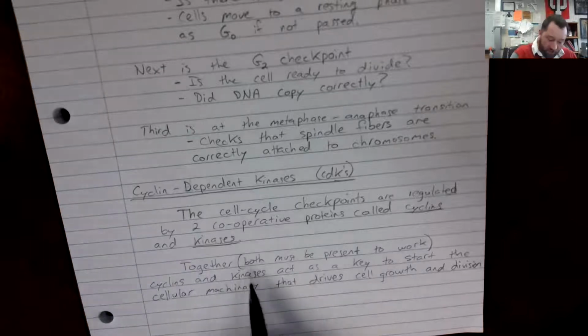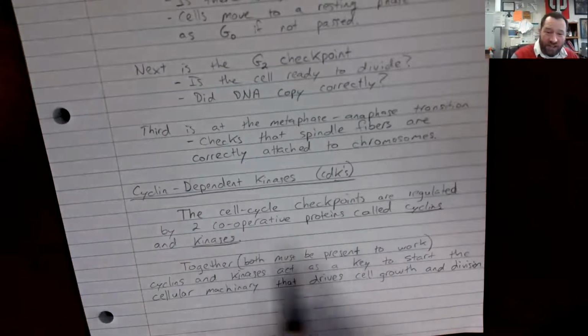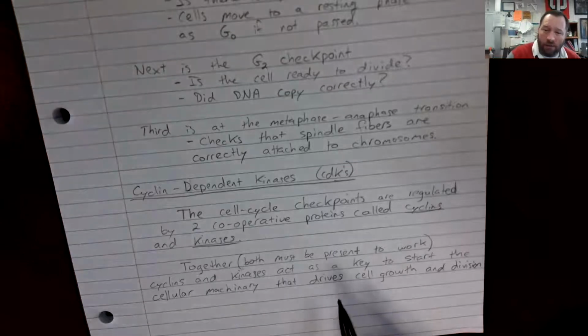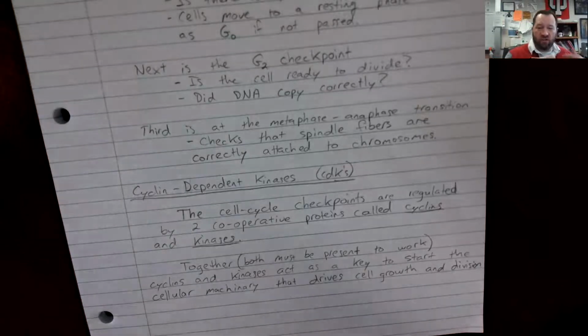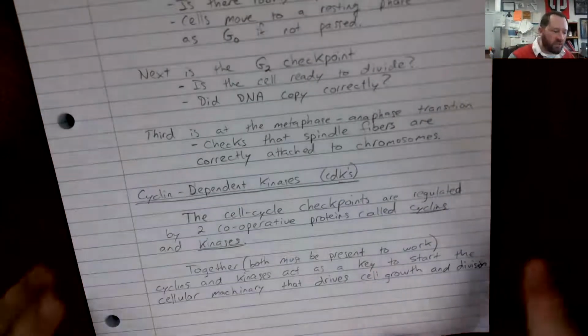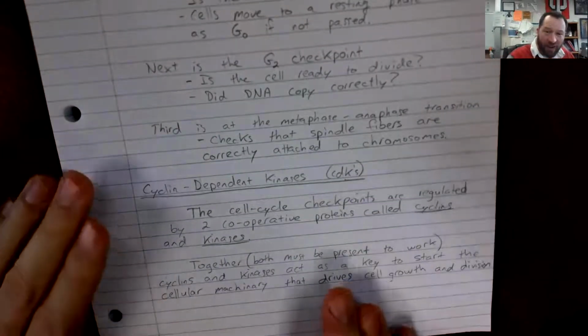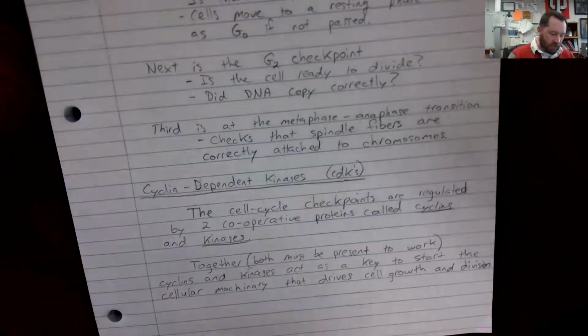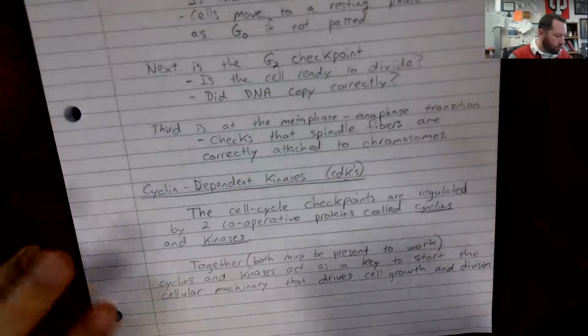So together, and again, this is key, both cyclins and kinases have to be present in order to work. Together, they act as kind of like a key, and they start the cellular machinery that drives cell growth and division. So they're what keeps you going through the cell cycle. But if they're both not there, the cycle shuts down. The cell stops, it stops moving forward.